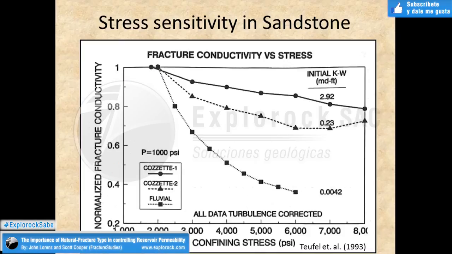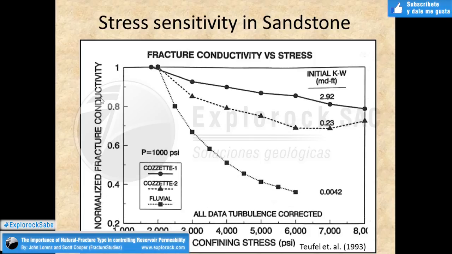And these are extension fractures. These are fractures that you would not think would be terribly sensitive to stress, but they are. So the extension fractures are sensitive to changes in the stress. And here's an example from a real-life situation.